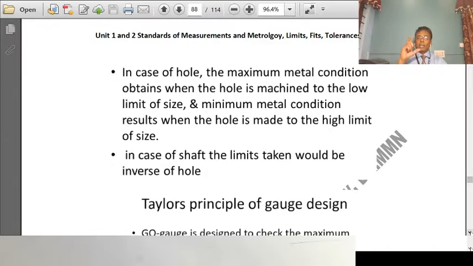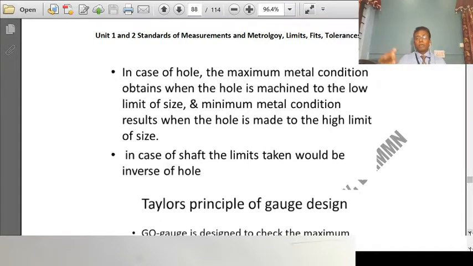In the case of a hole, maximum metal condition is obtained when the hole is machined to the lower limit of the size. Even if it is less than the actual size, you can still increase the hole and make it usable. So this is the maximum metal condition. Can you imagine? If the hole is smaller than this, it can still be worked and made to this size. But if the hole is a bigger size, then a lot of material has already been removed, the net size is reduced, so no further working can be done and it gets rejected. So the maximum metal condition for a hole is when the hole dimension is at the lowest level. Minimum metal condition is when the hole is made with the highest limit, that is the upper deviation.